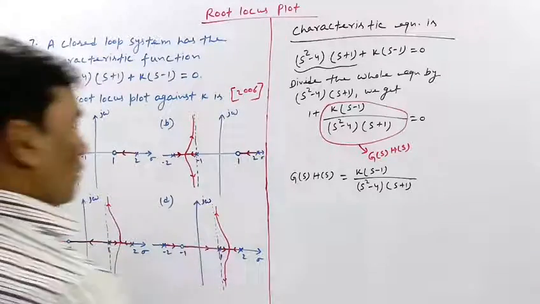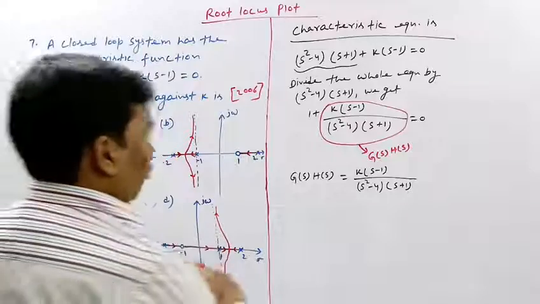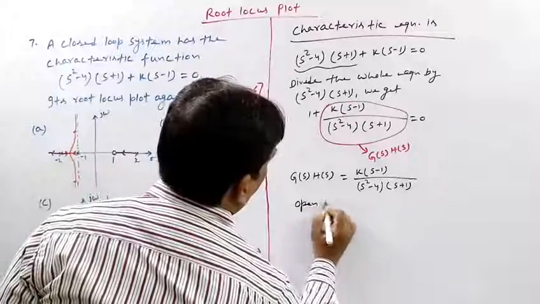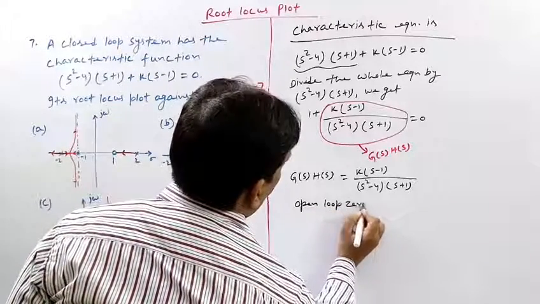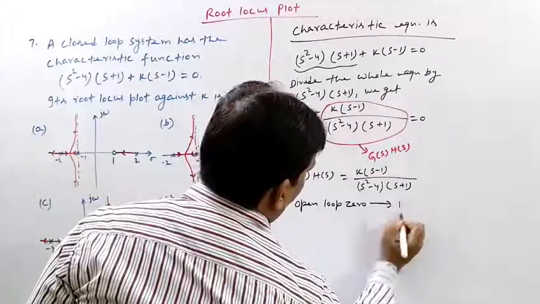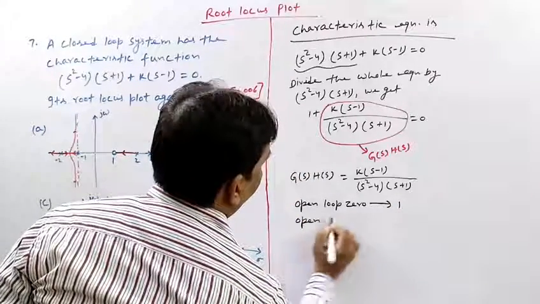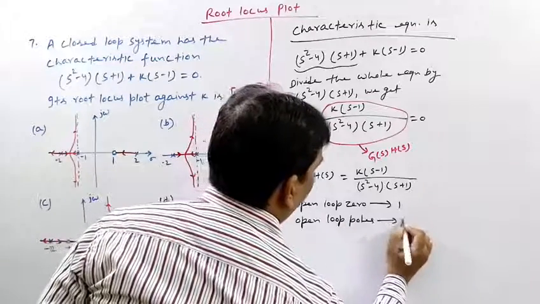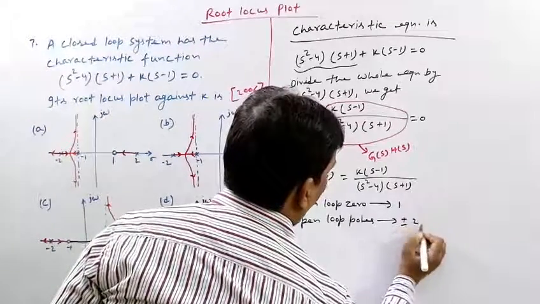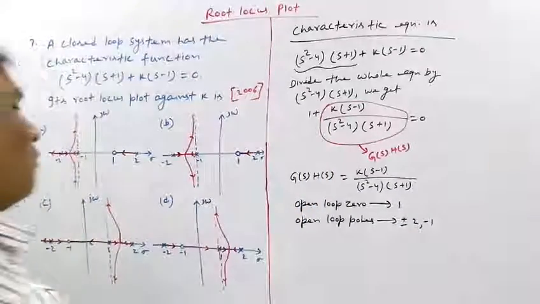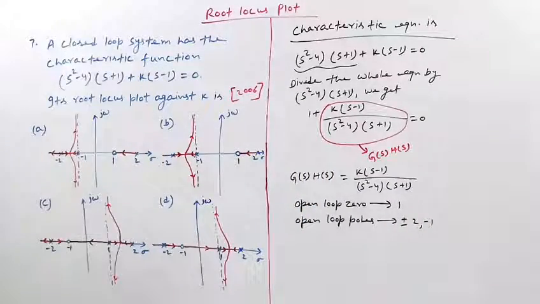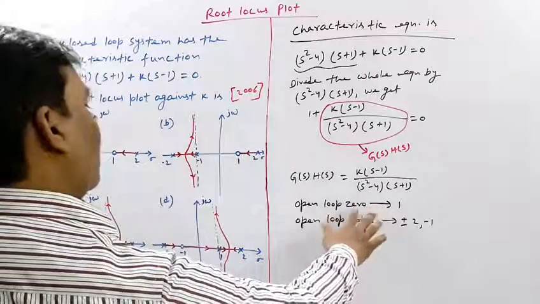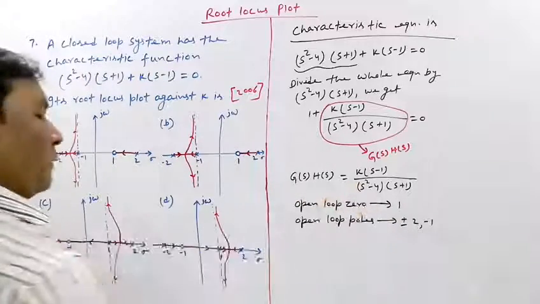So there is one open loop zero, and the open loop poles are at plus minus 2 comma minus 1. So there are 3 poles and 1 zero. So let us see which options have the poles and zero according to what we have found.